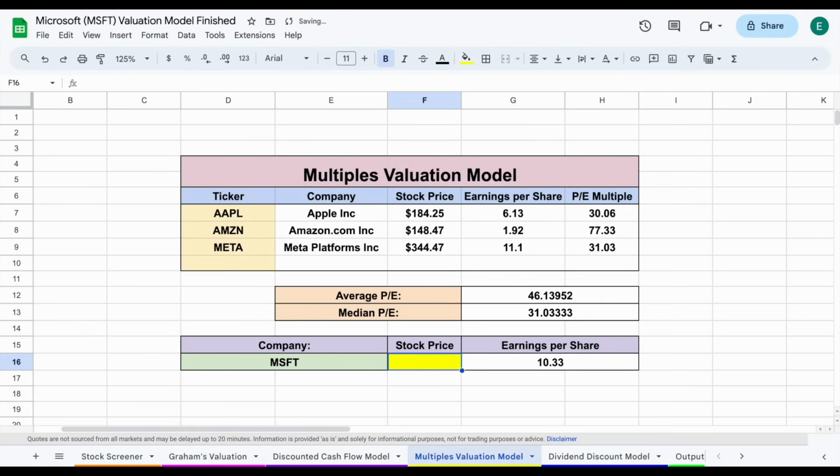We'll do equals, we'll take the price to earnings multiple and multiply it by Microsoft's earnings per share and hit enter. And you can see we now come to an intrinsic value of $320.57, a pretty big difference in this scenario. So the multiples valuation is relatively simple, but again, it can be a really effective way to quickly see how the company is valued compared to how the market is valuing other companies that are similar in structure and similar in nature. So the last valuation we'll now look at is the dividend discount model.